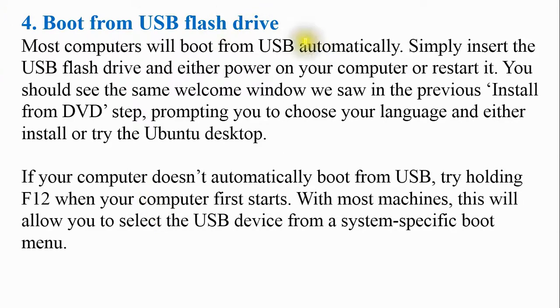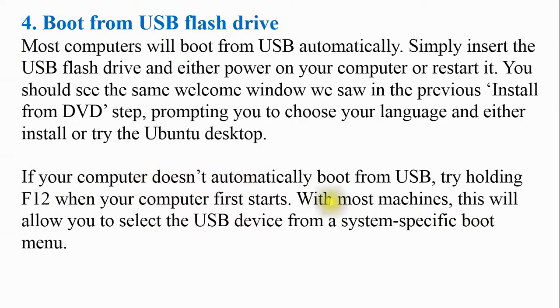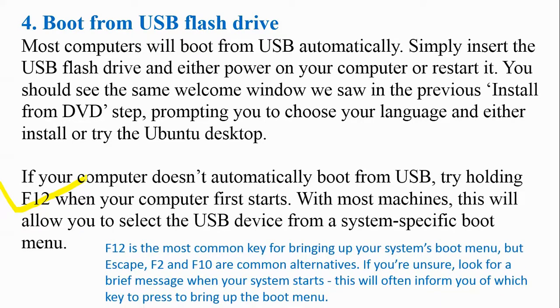If you have a bootable pen drive, most computers will boot from USB automatically. Simply insert the USB flash drive and either power on your computer or restart it. You should see the same welcome window we saw in the previous install from DVD. Then you will have the option to choose language, or install, like this image will come. And if your computer doesn't automatically boot, then you should use F12 or any key which is supported by your computer.